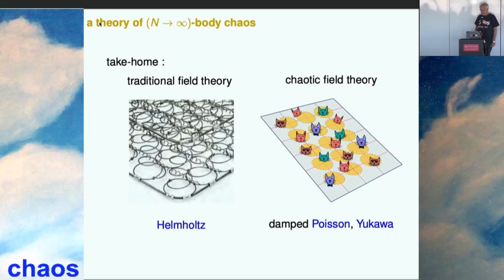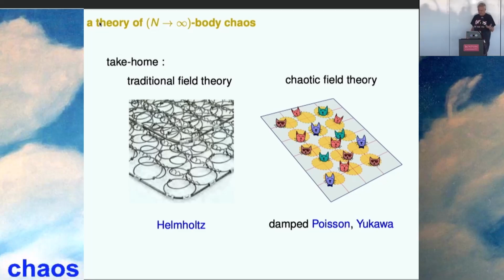Now, chaotic field theory is different. It's called damped Poisson in applied math literature. It's called Yukawa in quantum field literature. And it's chaotic, meaning nothing oscillates. Everybody runs away, so everything is unstable. So this is kind of two extremes.